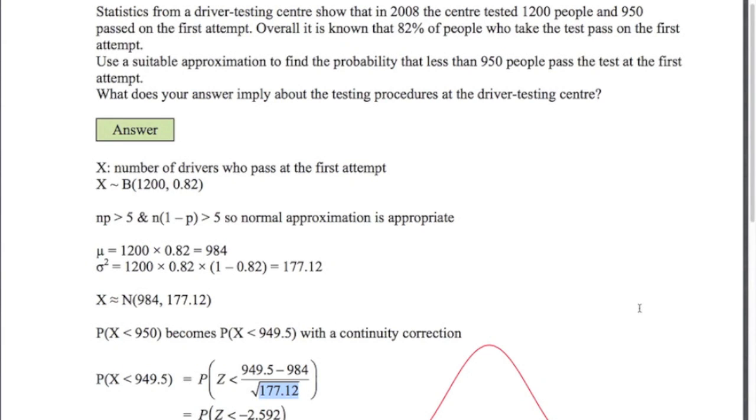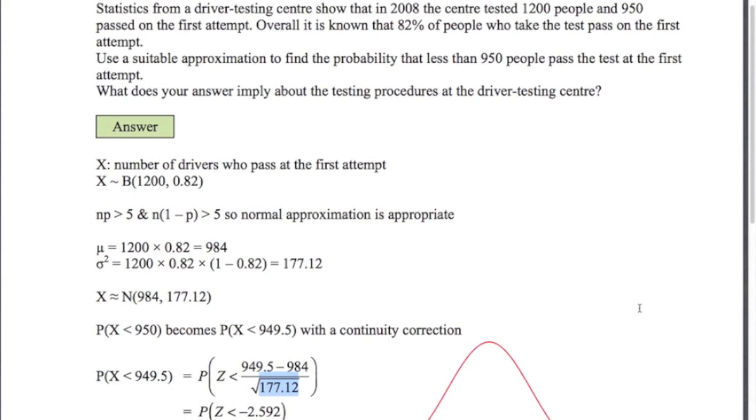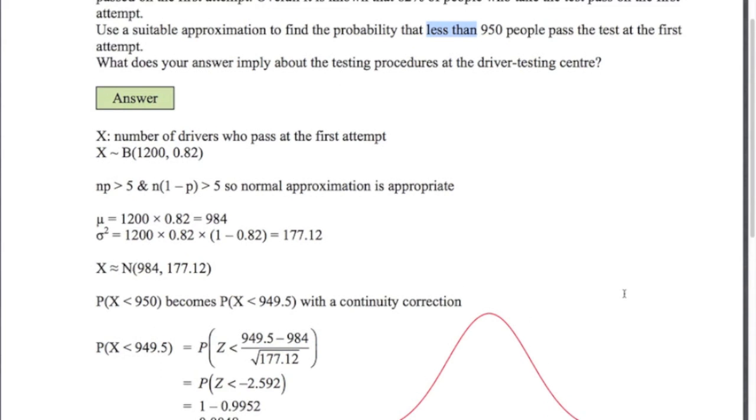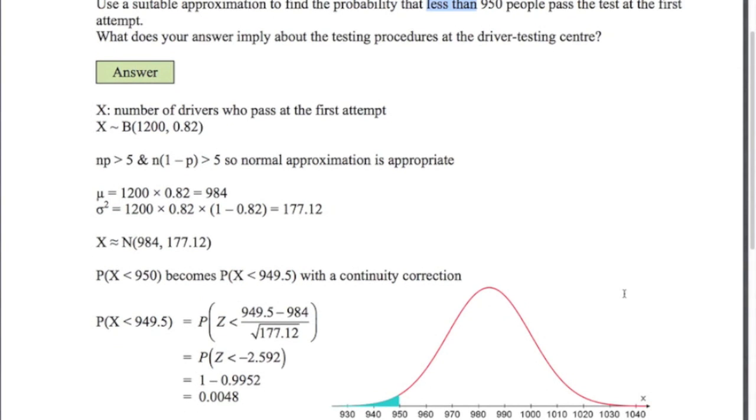We want to know the chance that less than 950 people pass the test on the first attempt. Less than. The wording up here is really important. So for our continuity correction, we go down to 949.5. Do the calculation, we get 0.0048.